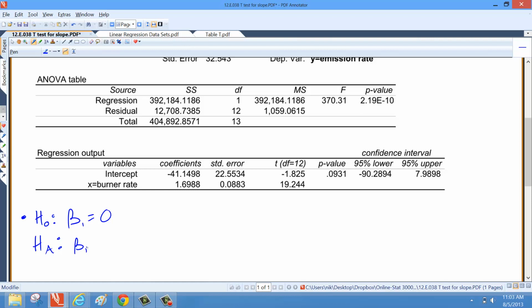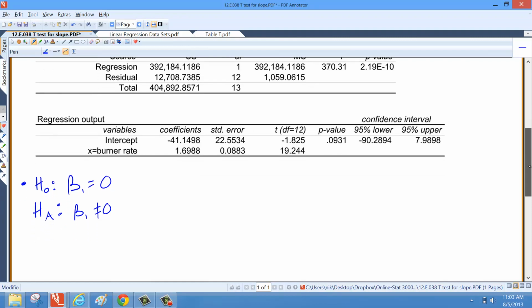Now, it just said it's a useful linear relationship. It didn't ask if it's positive or negative, so we don't care if the slope is positive or negative. We just want to know, is the slope not 0? So we have our null and alternative hypotheses.